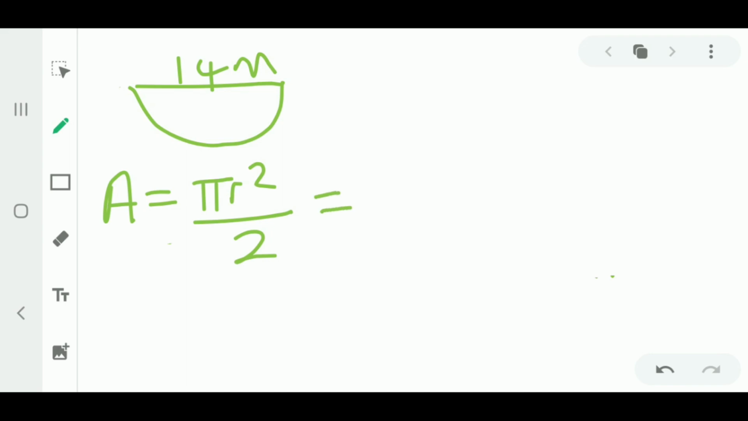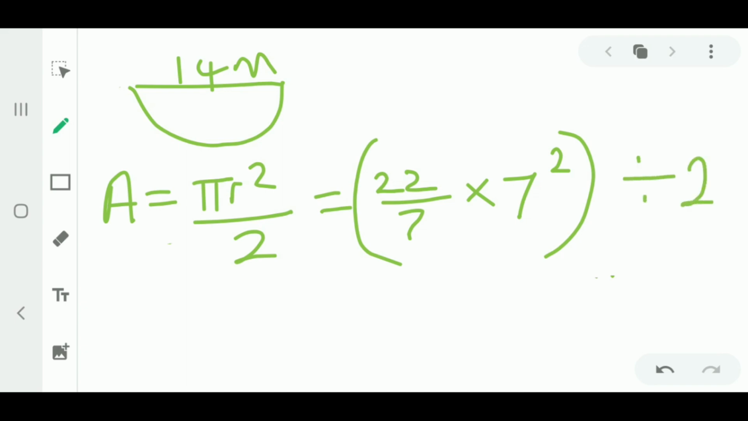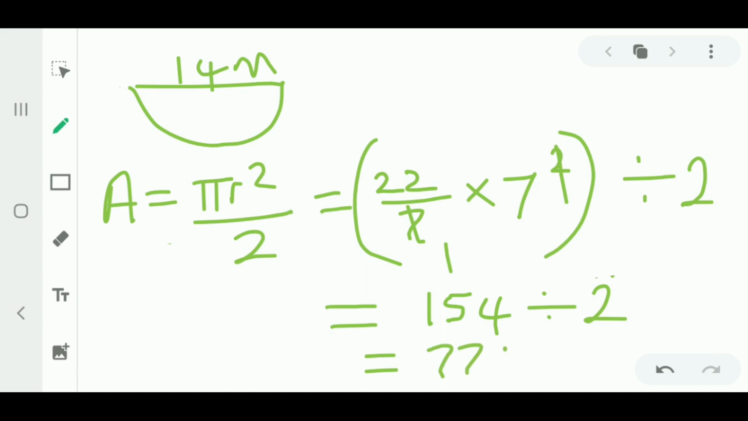So we're going to use pi as 22 over 7, and r, the radius, is half of the diameter, and the diameter is 14, so we say 7 squared, and whatever we get, we divide that by 2. So the 7 and the 7 cancel. 22 times 7 gives you 154, and if you divide that by 2, you get 77 meters squared. Because we have 2 semicircles, we could have kept the 154.